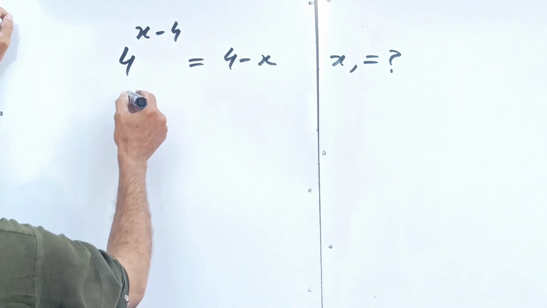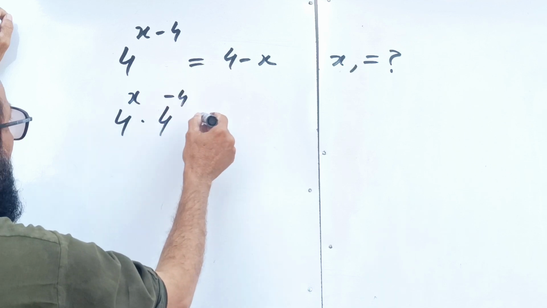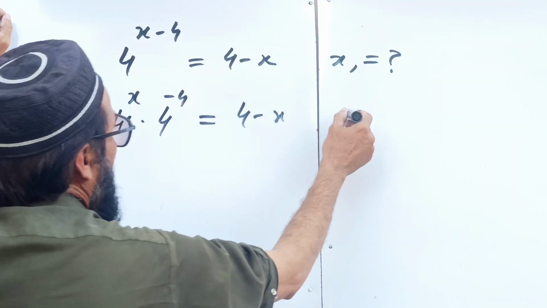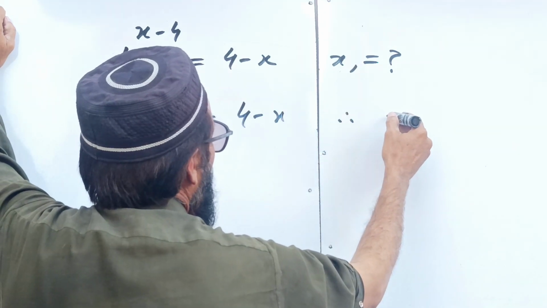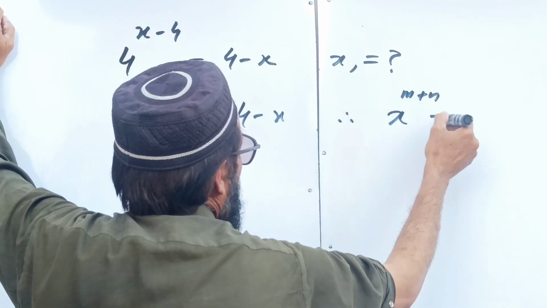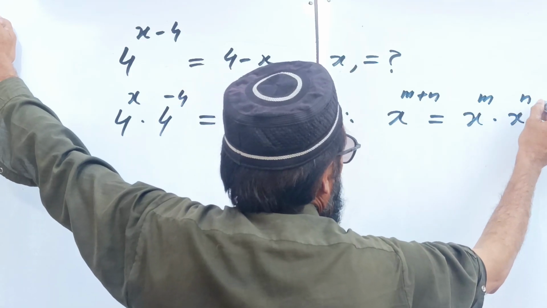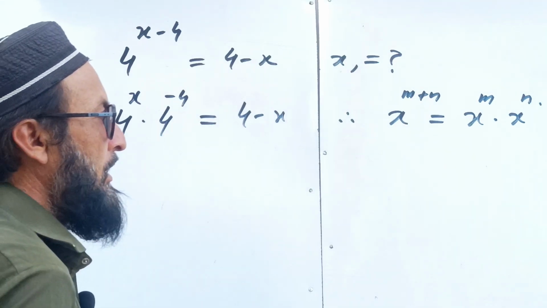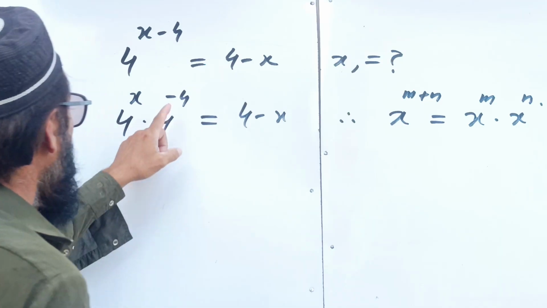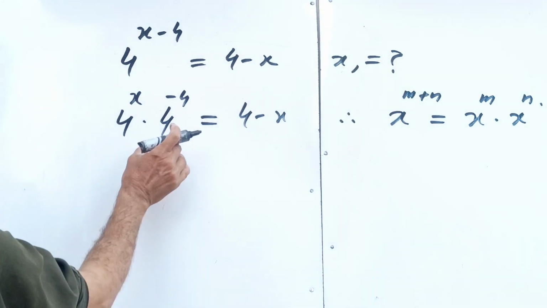So we can write, according to the rule, 4 exponent of x and 4 exponent of minus 4 is equal to 4 minus x. According to these rules, we can eliminate these terms: x exponent of m plus n is x exponent of m times x exponent of n. In case of multiplication, we add the power. Now we try to finish this result.